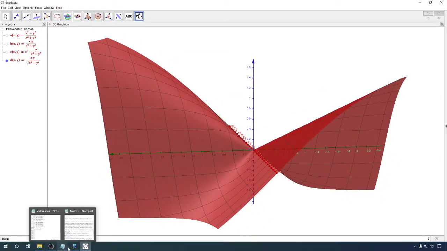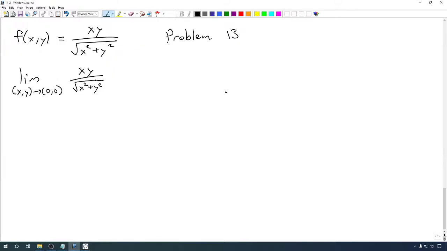But that's not a proof. We have to actually go ahead and prove that. So we're asking, is this equal to 0? Now, how would we prove this? We don't want to look at all the different lines and parabolas that go through the origin, because that wouldn't be enough to prove it anyways.